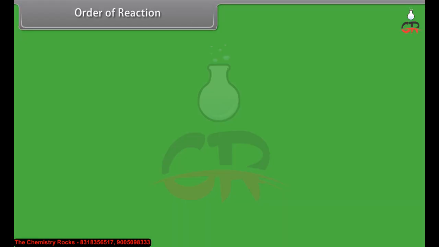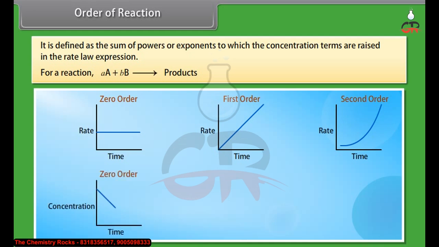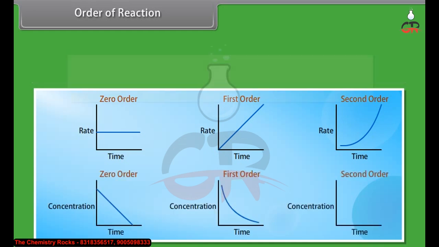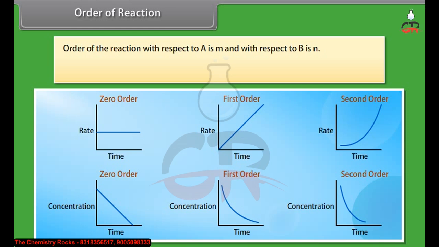Order of reaction. It is defined as the sum of powers or exponents to which the concentration terms are raised in the rate law expression. The rate law expression for a given reaction is given by: rate of reaction is equal to the product of K, A raised to the power m and B raised to the power n. The order of this reaction is equal to m plus n. Order of the reaction with respect to A is m and with respect to B is n.